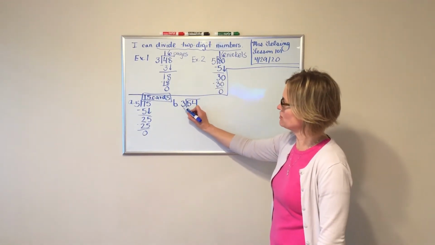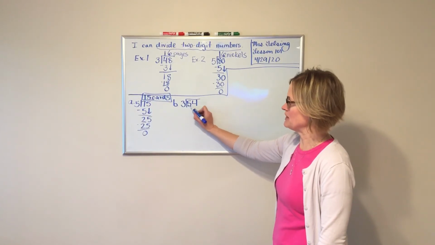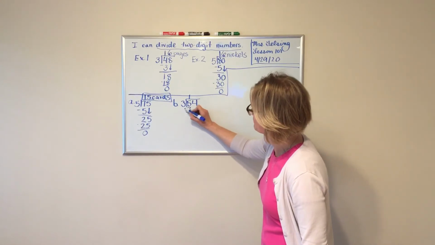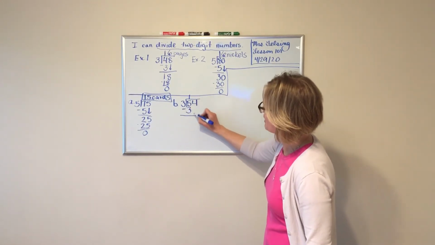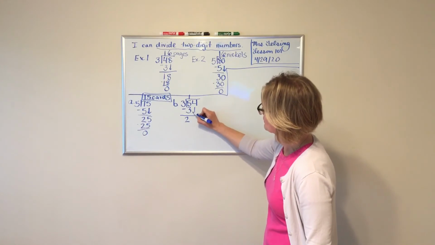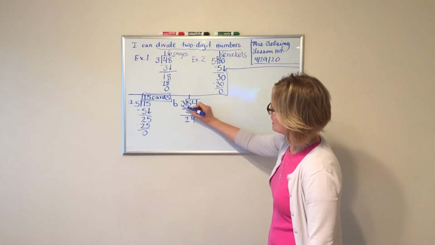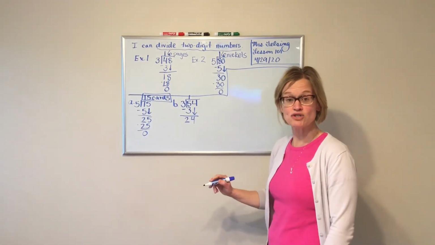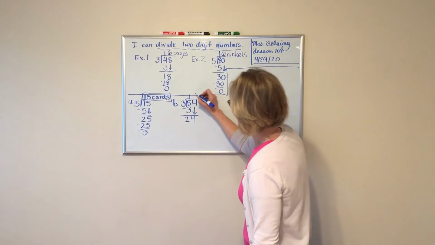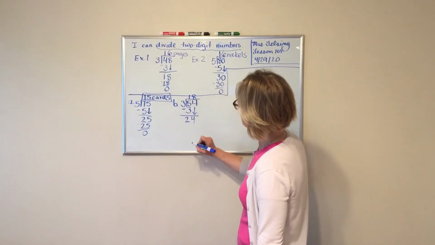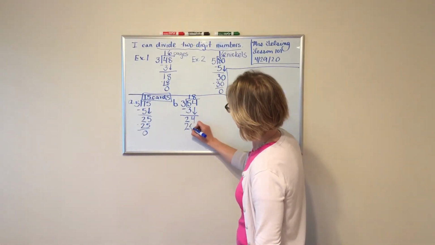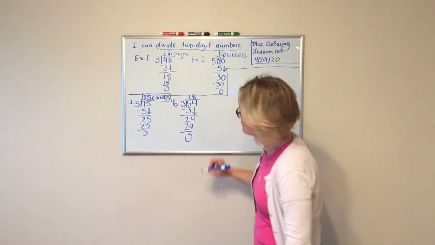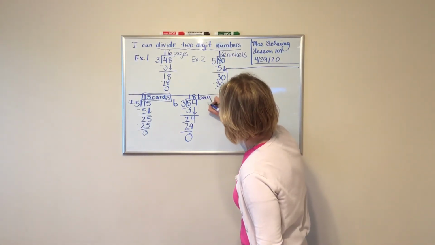So how many times can 3 go into 5? 3 can go into 5 1 time. 1 times 3 is 3. Then we subtract. 5 minus 3 is 2. I bring down the 4. Now I say, how many times can 3 go into 24? 3 can go into 24 8 times, because 3 times 8 is 24. Multiply that, subtract, done. So my label for letter B is bags.